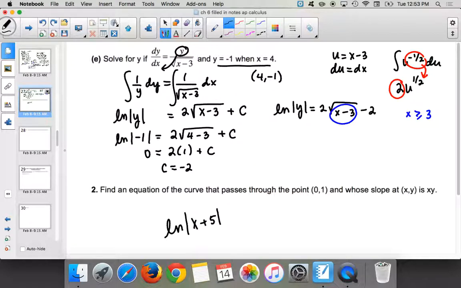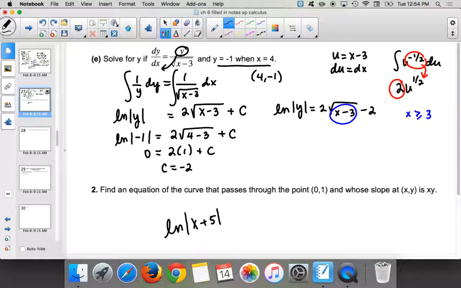But if you have the natural log of the absolute value of x plus 5, there's only one number that you cannot have. What can I not have? Negative 5. Could I plug in like negative 6? Yeah, sure, because it's in that absolute value. Do you guys see that? I can't take the natural log of 0.